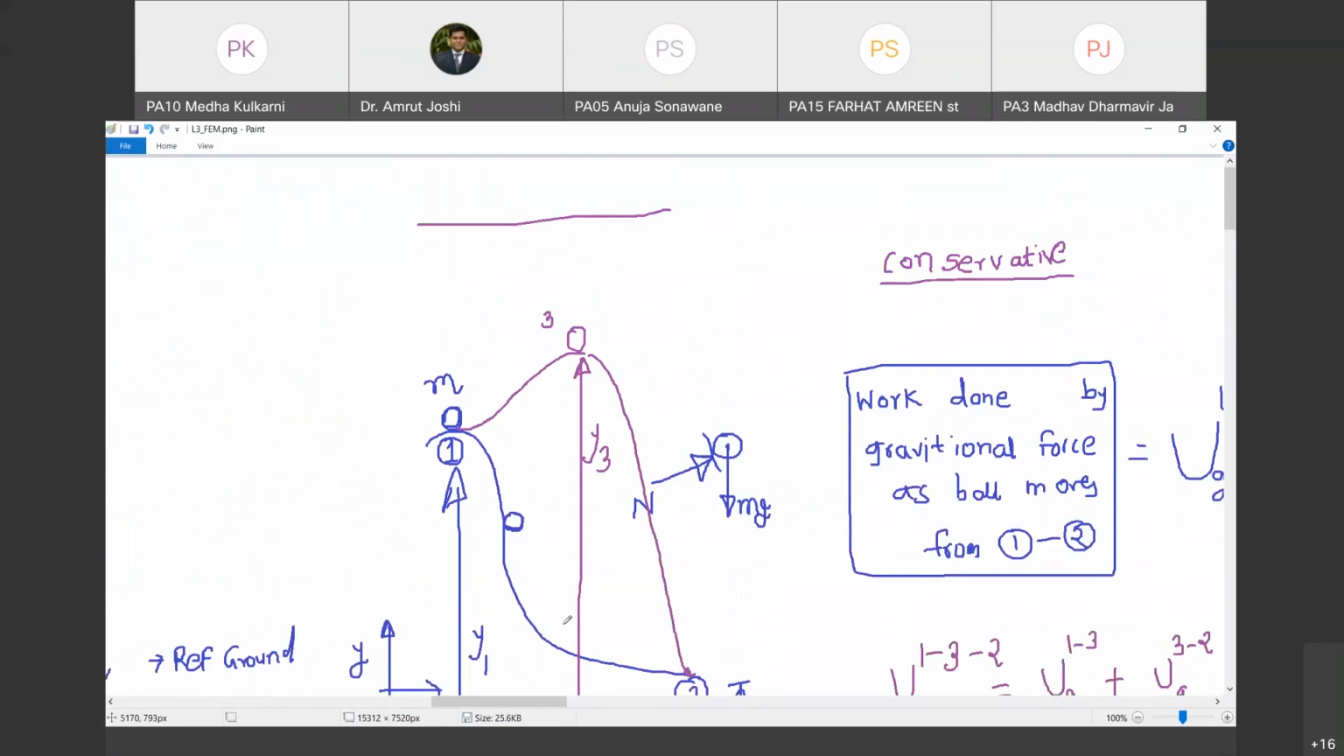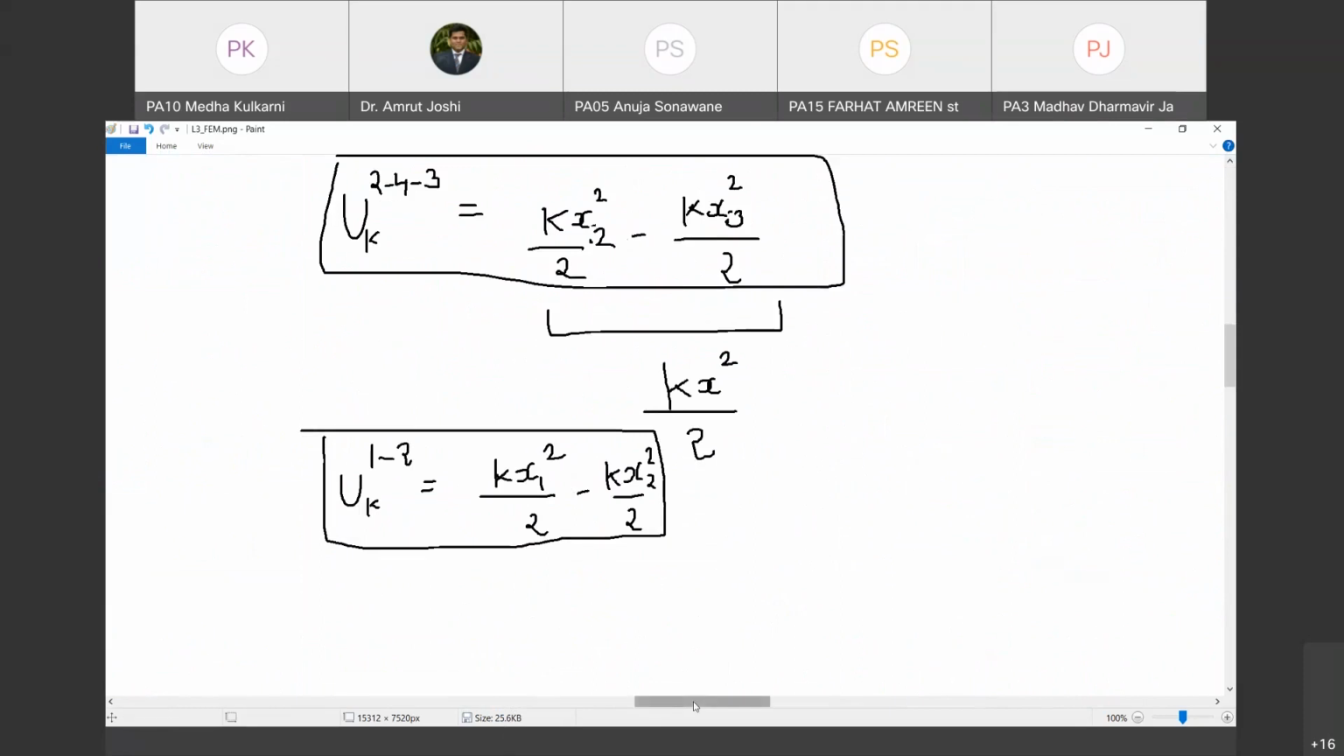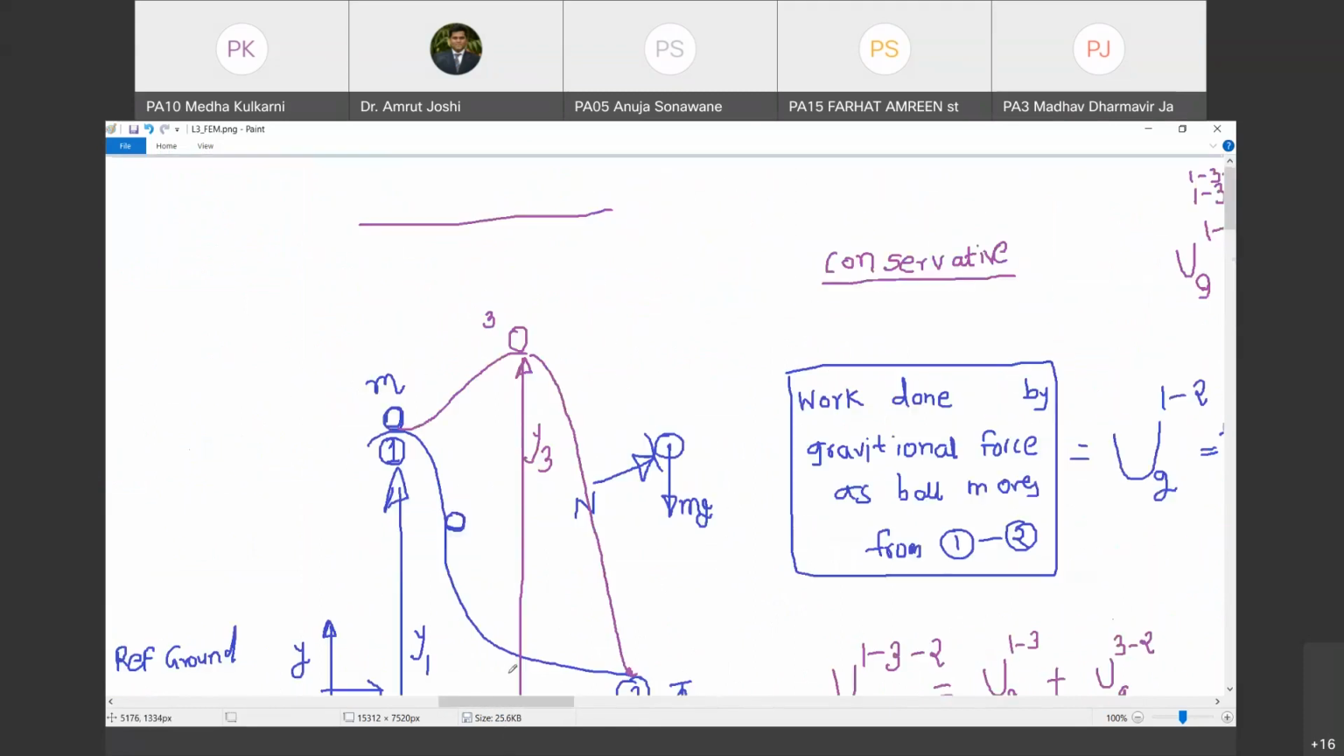Here x is the stretch or contraction in the spring. x is positive if it is stretch, x is negative if it is contraction, but since it is kx square, it doesn't matter. Do you agree with me? Yes, sir. So we have got two expressions for two forces, one is the spring force and the other is the gravitational force. For both we have got expressions for potential energy. So we have started understanding the potential energy.